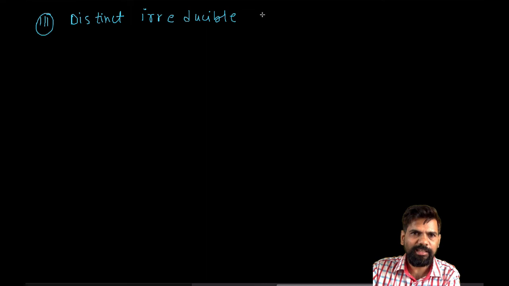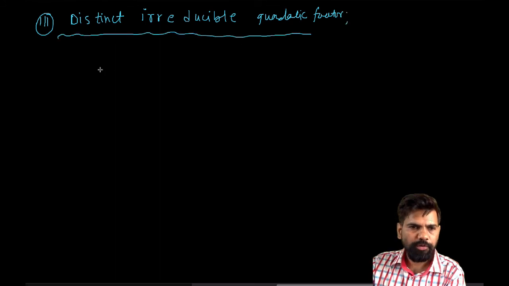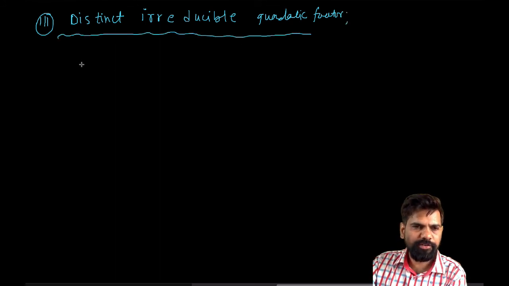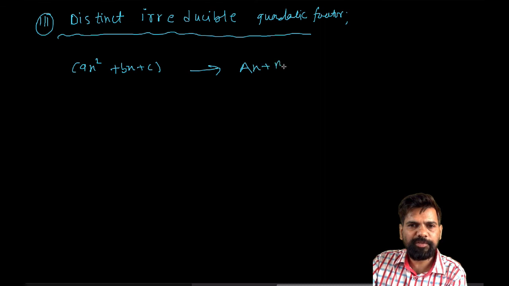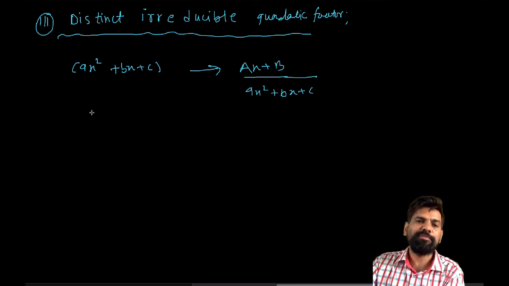Similarly, distinct irreducible quadratic factors. When the factor in the denominator is in the form of a quadratic, that is ax square plus bx plus c, then the partial fraction becomes (Ax plus B) over (ax square plus bx plus c), and the process of simplification is the same as above.